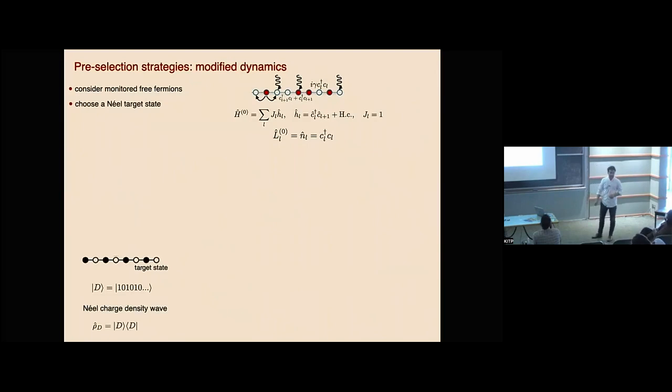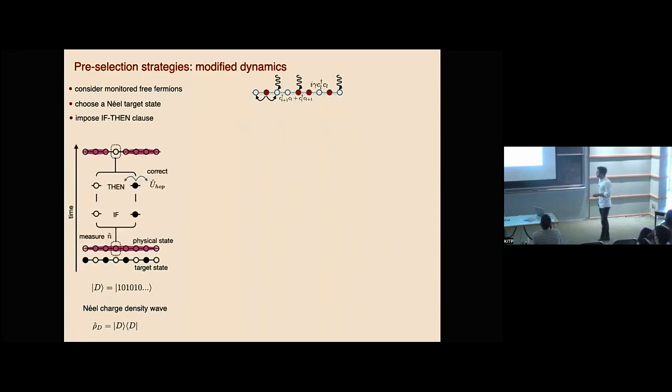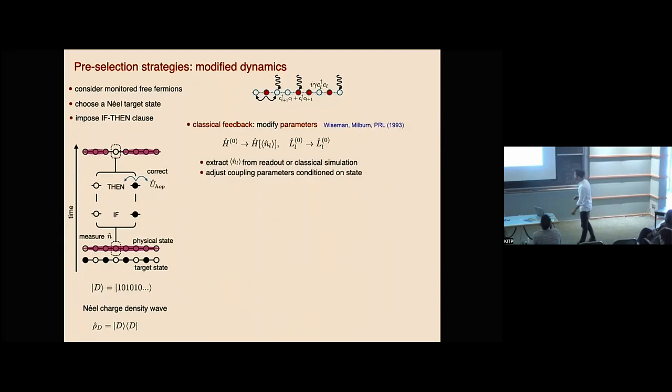The next thing in this program is to choose a target state. And let's choose, for half filling, this charge density wave state, 1, 0, 1, 0, and so on. Okay, and then we introduce an if-then clause to this dynamics. So here is the target state, and if we measure this site here, and if we get the outcome that there's 0 particles, that's good because we are in the target state, then we let it pass. If we get that there is a particle, well, then we just make it hop to the neighboring sites.